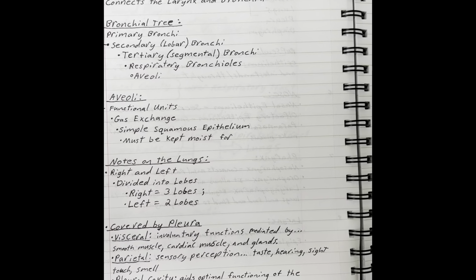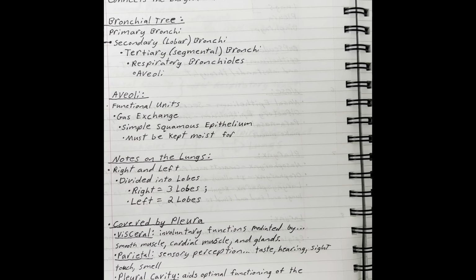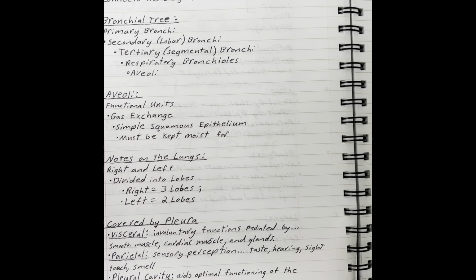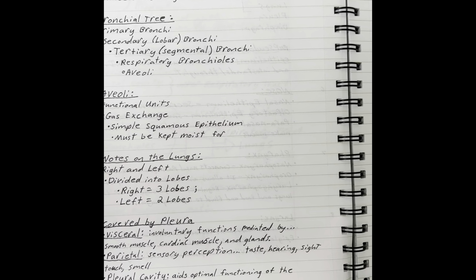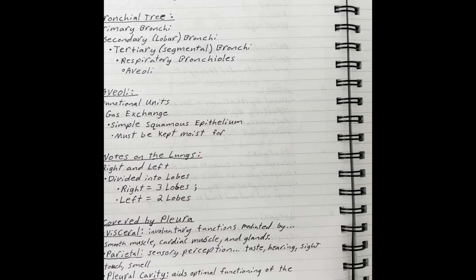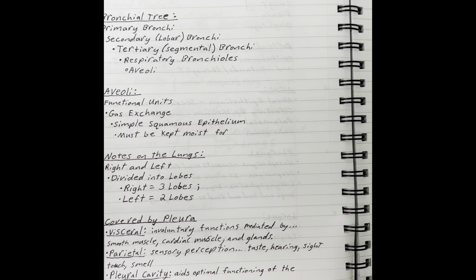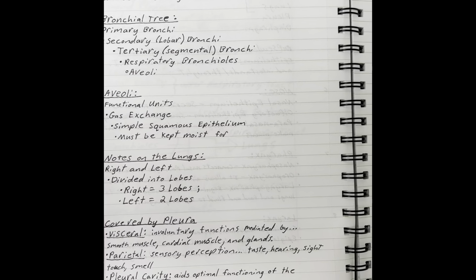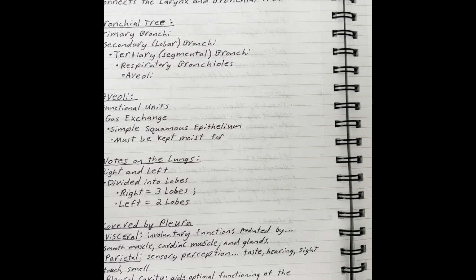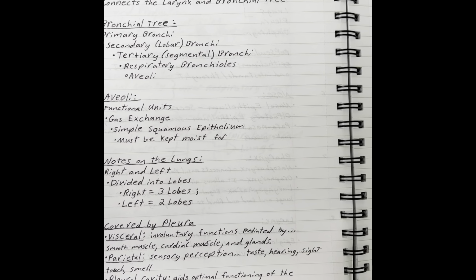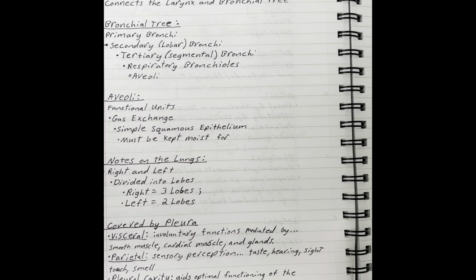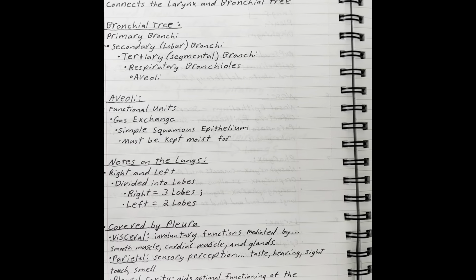Notes on the lungs: right and left lungs are divided into lobes. Right equals 3 lobes, left equals 2 lobes.